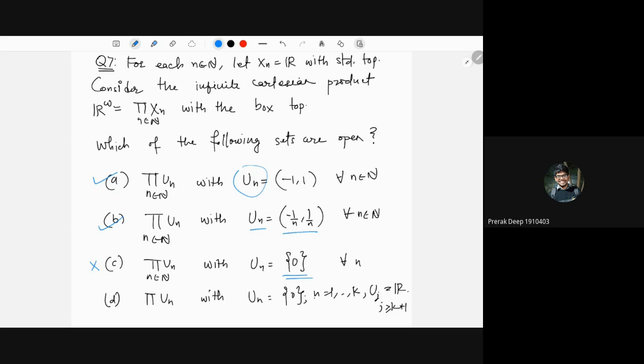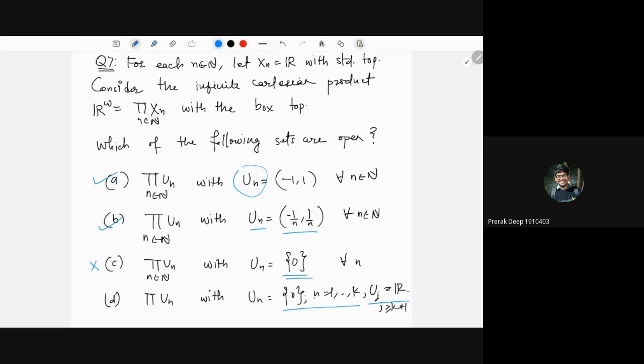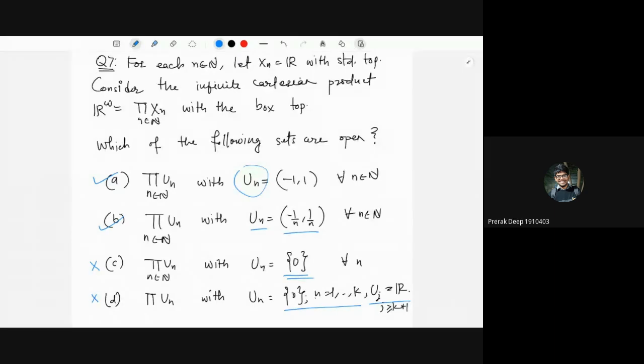Similarly, in case of D, finitely many sets are the singleton {0} and the rest of them are R. R is an open set in R, but for those finitely many sets, the singleton {0} is not an open set. So this contradicts the definition, that each U_n be open in its respective topology. So this is also not true. So options A and B are true. And I think Anjali said the correct answer, right? Okay. I hope the explanation is clear to all of you.